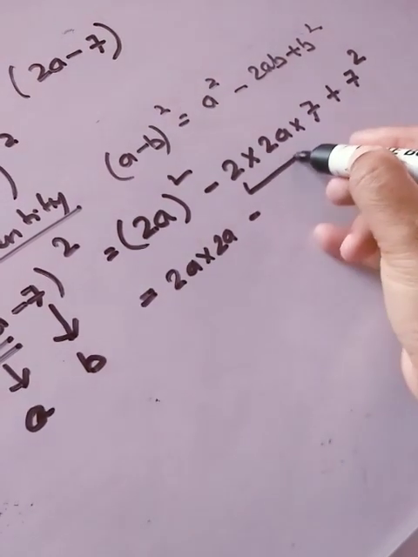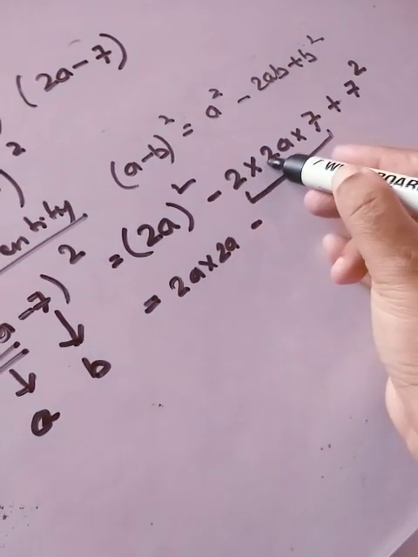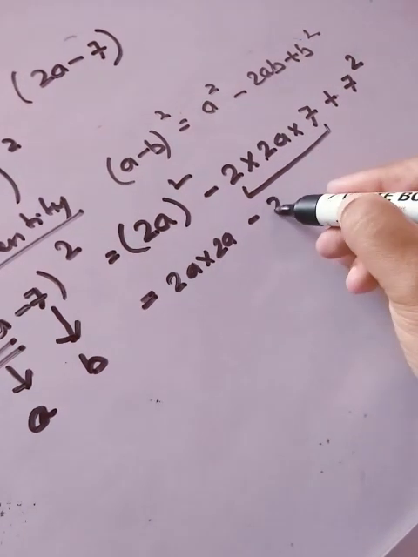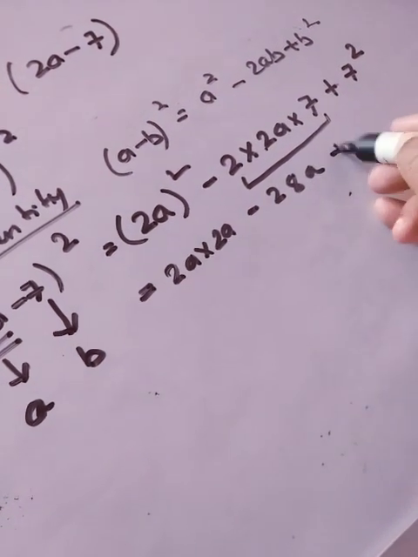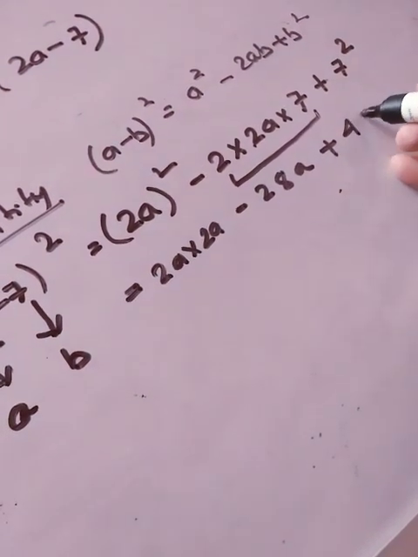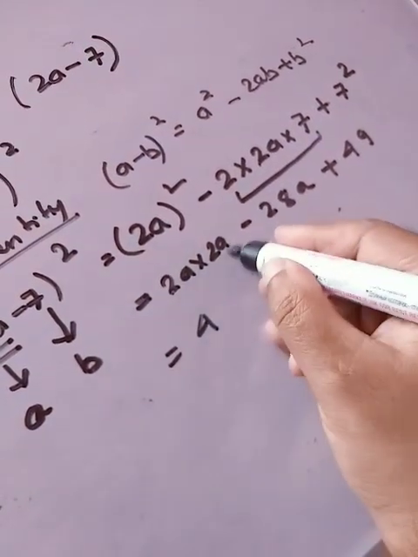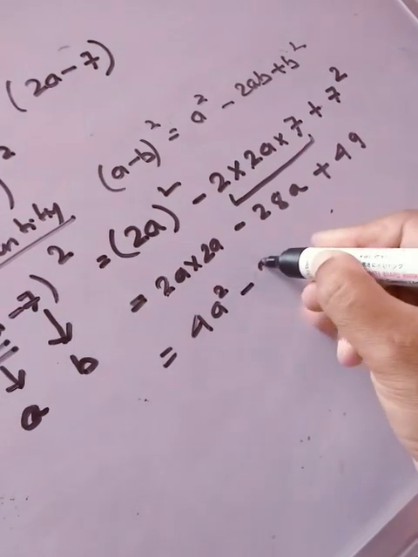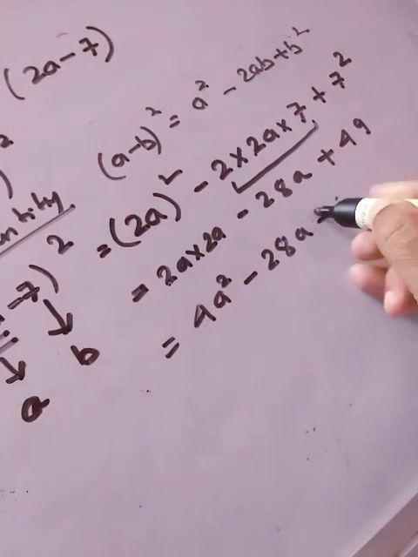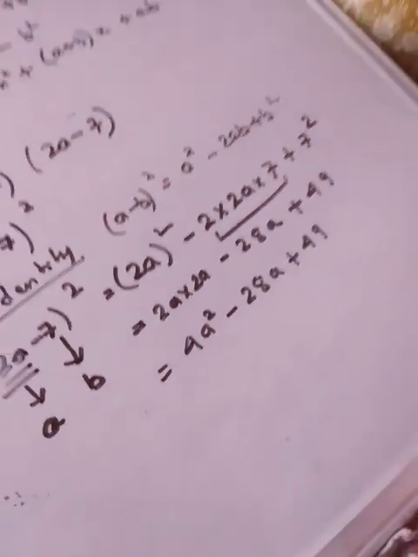Now let's multiply these 3 terms. 2 2s are 4, 4 7s are 28. 28a, 7 square would be 49. That is 7 into 7 is 49. 2 2s are 4, a into a is a square, minus 28a plus 49. So this is your required answer.